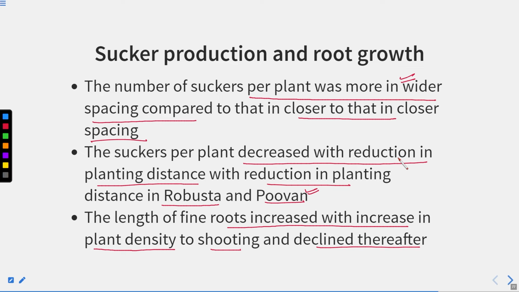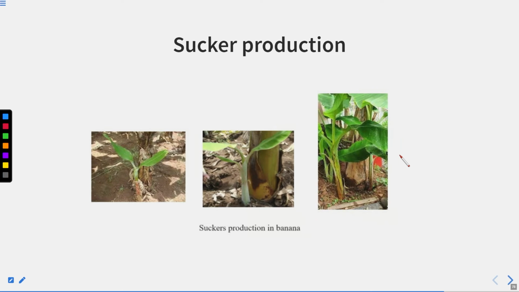So these are some of the things that you should know about sucker production and how the roots emerge. You all know that the root emerges from the lower region of the corm, whereas the suckers emerge from the upper region of the corm. So the production of sucker, you can see, right? This is the main tree, and here you can see it is coming out from its sideways.